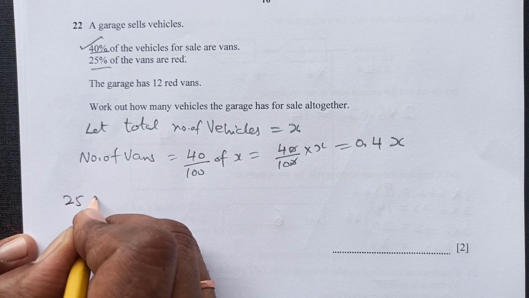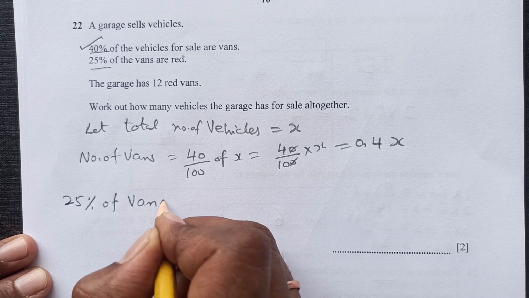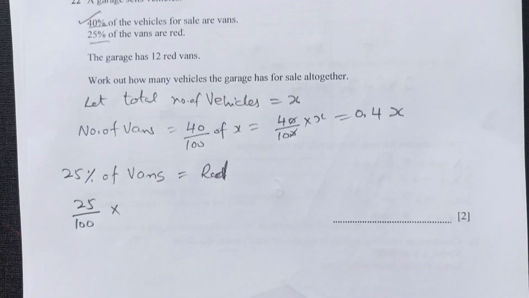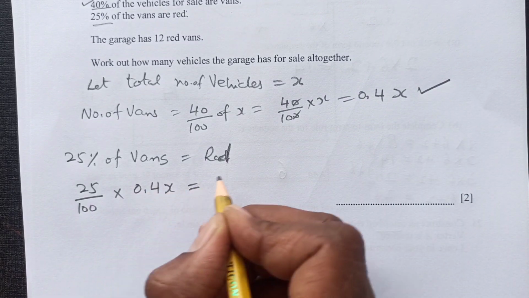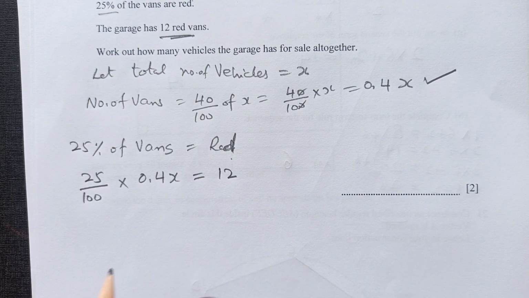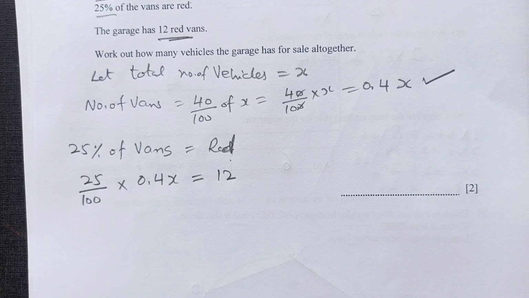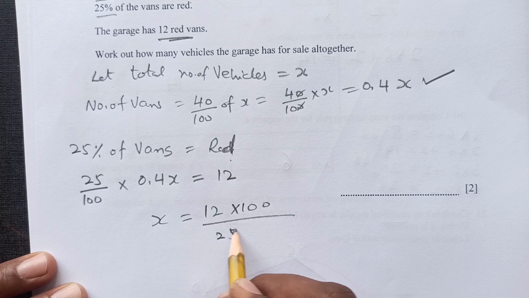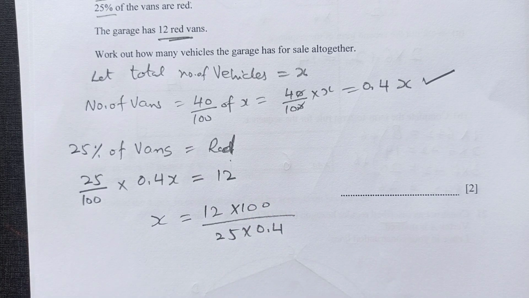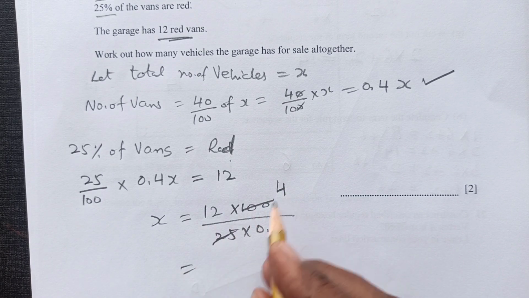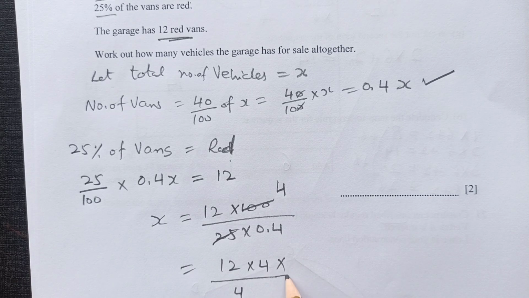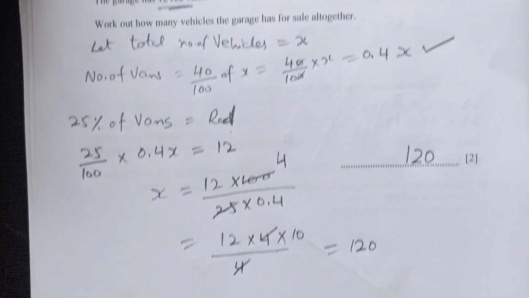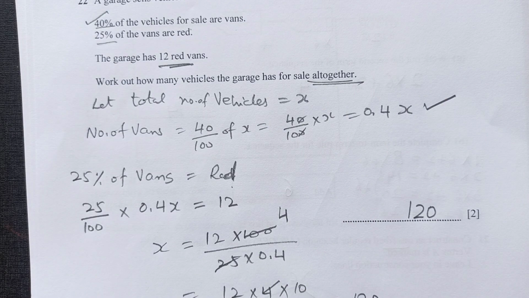Now he said 25% of the vans are red. So this is the number of red vans: 25 over 100 times the vans we have here, 0.4x, and the number of red vans is 12, right? So from here we can find the value of x. x will be 12 times 100 divided by 25 times 0.4. So we can calculate it directly here. To remove this decimal, 10 will go up here. So that is 12 times 10, it is 120. So the value of x, the total number of vehicles altogether, is 120.